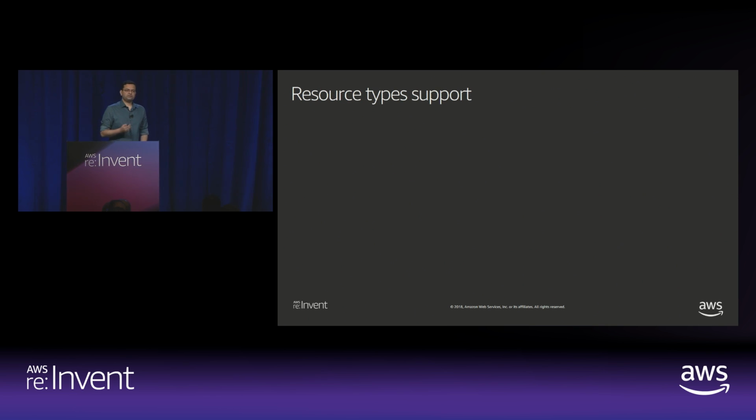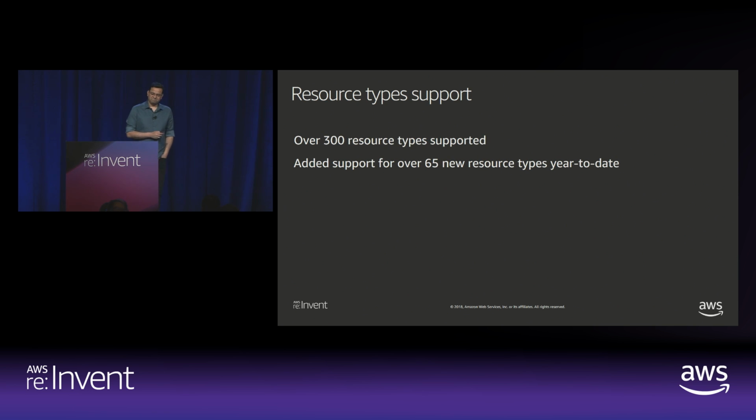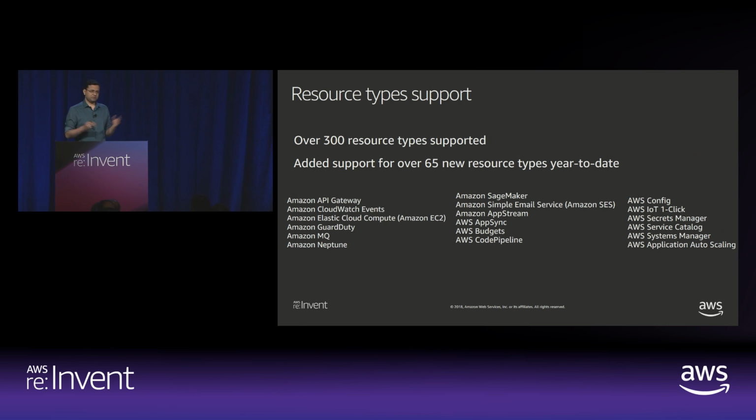OK, let's talk about resource type support, our bread and butter. So today, we support over 300 resource types in CloudFormation. This year, to date, we have added almost 65 new resource types, spread across over 18 different AWS services. Let me reiterate this point once again.